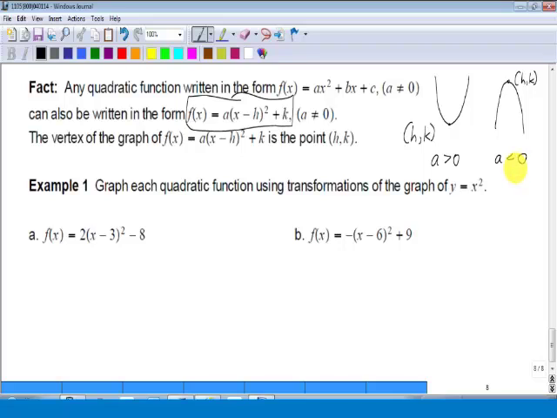And we should be able to see this in example 1a and example 1b, both how we get the vertex and how we notice that it opens downward just by using some transformations from section 2.7. So the a part, graph each quadratic function using transformations. So if we start with y equals x squared, one transformation we might do is, what happens when you multiply the right-hand side by 2?